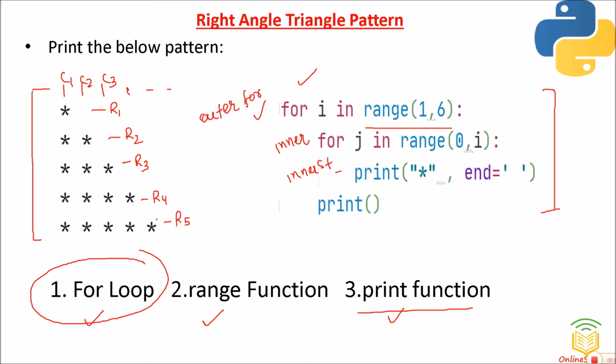Okay, this will be your inner for loop, this will be your inner statement, and this will be your outer statement. Okay, so friends, outer statement. Why are we using two for loops? Because we need to have rows and columns for that.